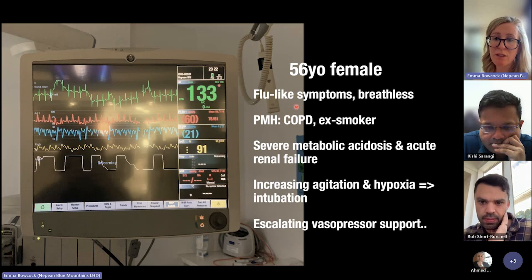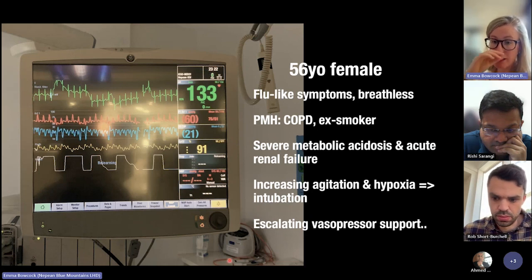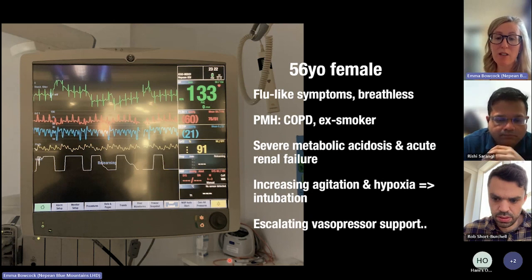So, a 56-year-old female who was unwell with the flu, a bit breathless, with a history of COPD. She was an ex-smoker. She had those spidey sense things of, you know, the RV's bad already because she's got that history. And then she had a metabolic acidosis, her kidneys were going off. She became very agitated and hypoxic. She was intubated and then had escalating vasopressor support.